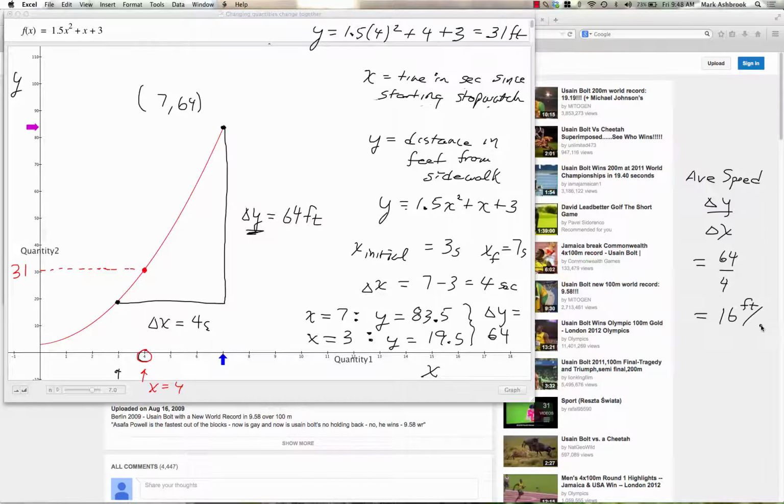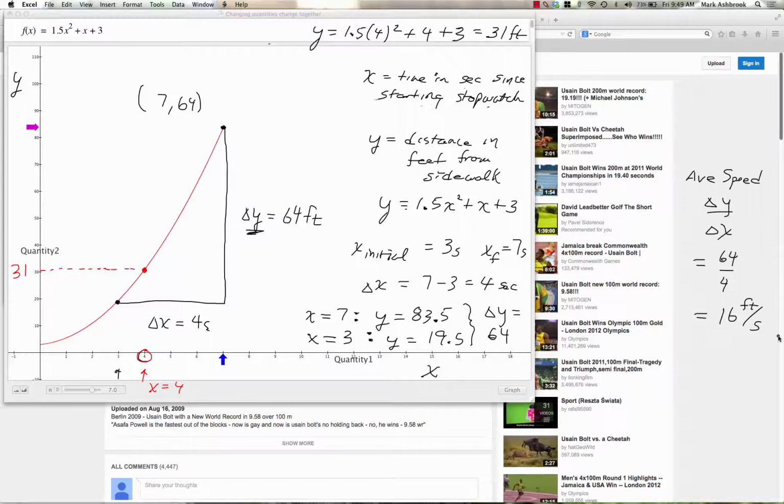Over those 4 seconds, did the scooter go 16 feet every second? No, again, changing speed. So then what is the meaning of that number? The meaning, average is a constant speed to go 64 feet in 4 seconds.